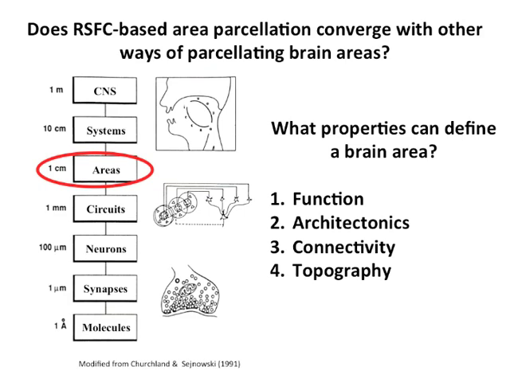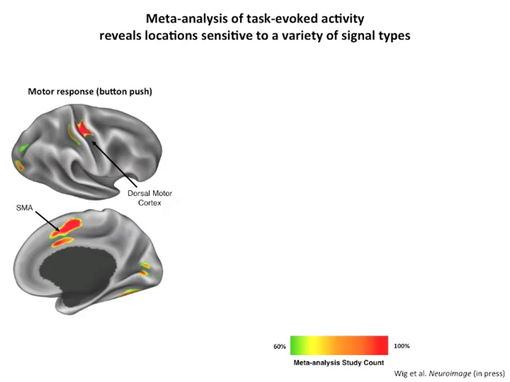But in order to really test that, we need to return to our initial framework regarding what properties define a brain area. If resting state parcellations reveal area distinctions, then the map should converge with parcellation maps defined by other properties we have available to us. To test this, we performed a number of meta-analyses of a large collection of task-evoked fMRI studies. Each of these meta-analyses was aimed at identifying brain regions that either reliably displayed significant activity when certain tasks were performed, or when certain signal types were expected. And while the analyses are largely constrained by the availability of data sets, we're able to create a number of different meta-analytic maps, and I'll highlight a few here.